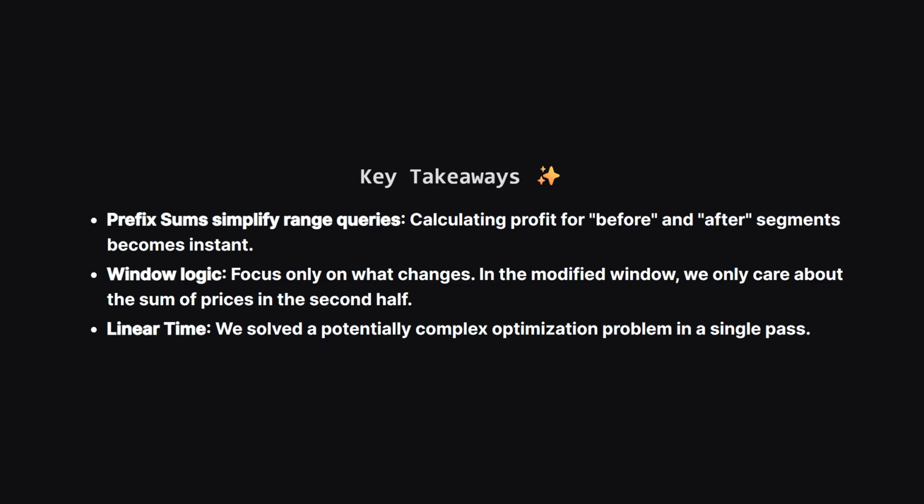So let's wrap it up. The key takeaway here is the power of prefix sums. Whenever you have a problem where you're modifying a middle section of an array and the left and right sides stay static, prefix sums are usually the way to go. They let us query ranges instantly, turning what could be a slow nested loop into a super fast linear scan.